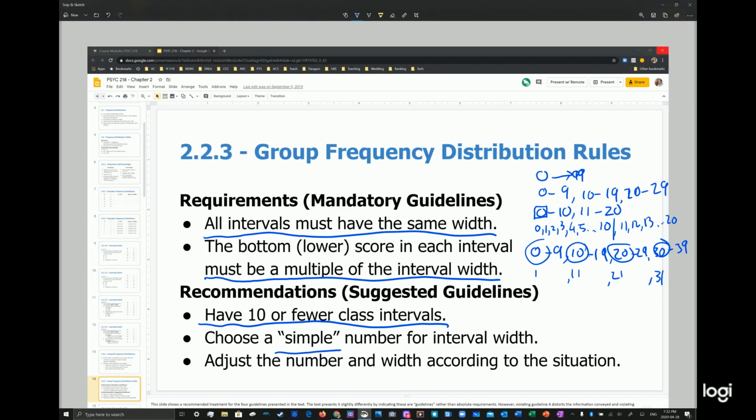Choose a simple number for the interval width. Simple numbers would probably be 5, 10, not 15, 20, 40, and so on. Round numbers are generally better, and they're usually in the tens. Next, you would want to adjust the number and width according to the situation. And you would do that by first figuring out how many numbers there are in the categories, and following the rest of these guidelines and recommendations.